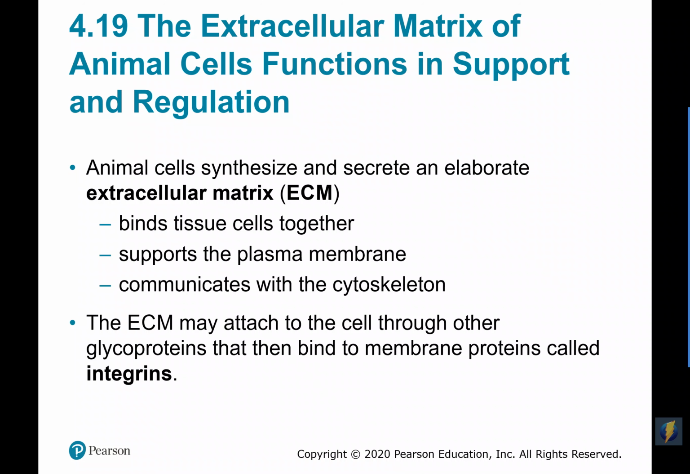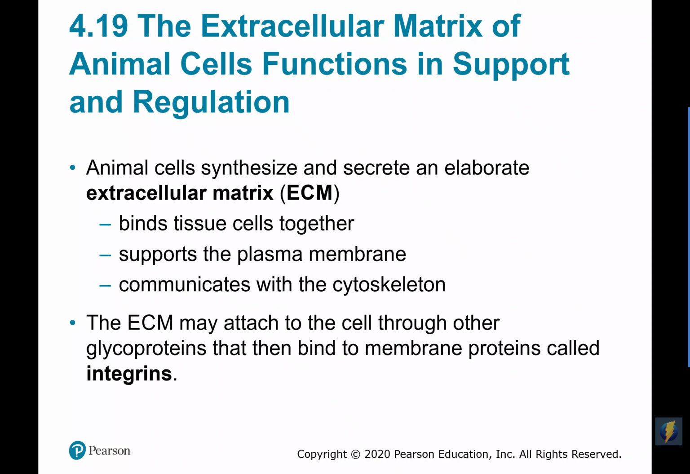Now, thus far, we've been talking about the inside of the cell, all of the organelles intracellularly. But animal cells, a lot of animal cells actually, secrete stuff extracellularly, outside the cell. It's called the extracellular matrix. It's a gelatinous, fibrous kind of glue that binds tissues together, that helps support our plasma membranes, and that also communicates back and forth with the cytoskeleton inside the cell.